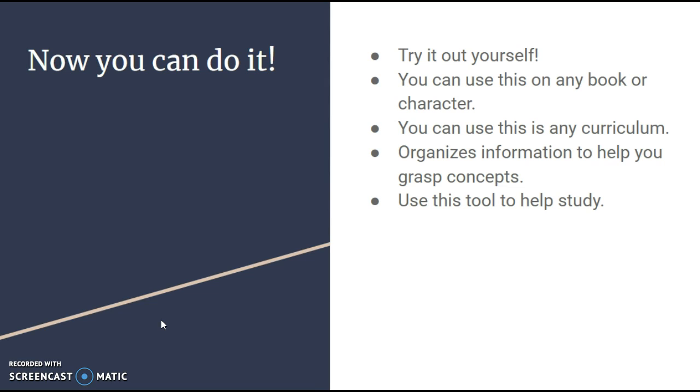This graphic organizer helps you organize information to help you grasp concepts as well, so you can actually understand the story better. So this could also be a book analysis. This is a very helpful tool for other curriculum, so always keep in mind, if you're ever overwhelmed by information, you can go back and use this for character analysis and for other different types of school.